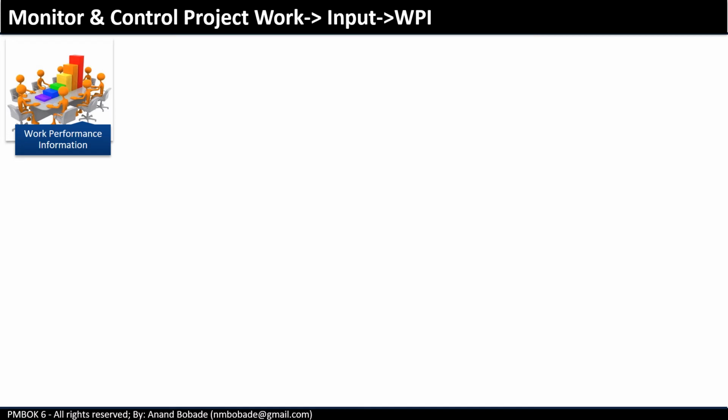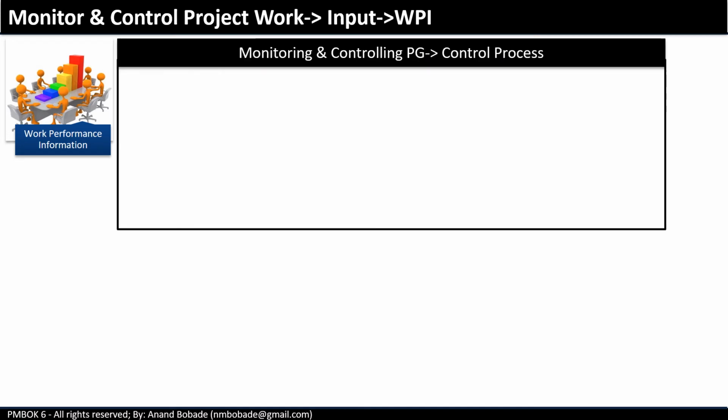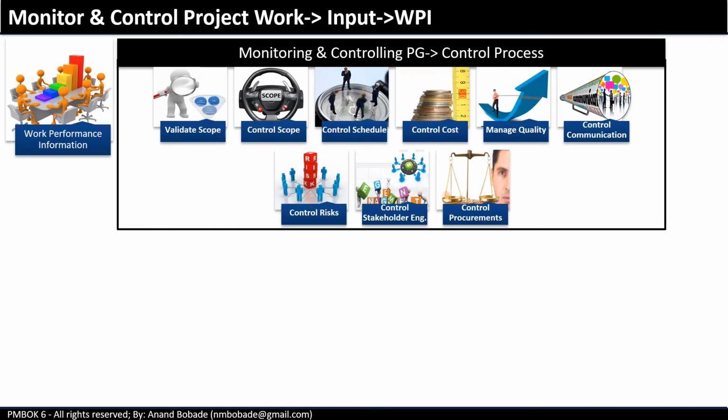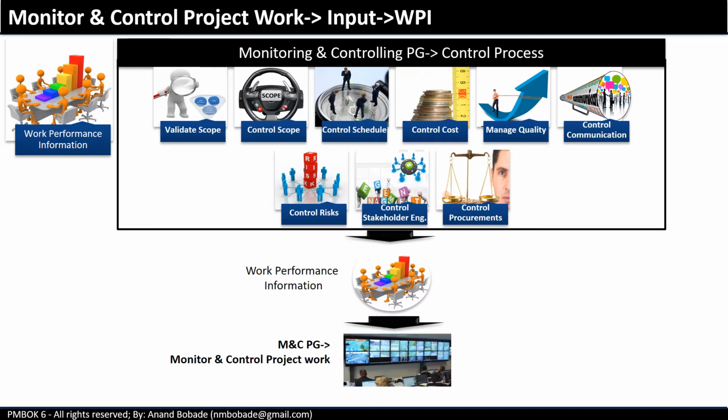There are many controlling processes which take work performance data as an input and generate work performance information as output. Further, this work performance information is passed on to Monitor and Control Project Work as an input.